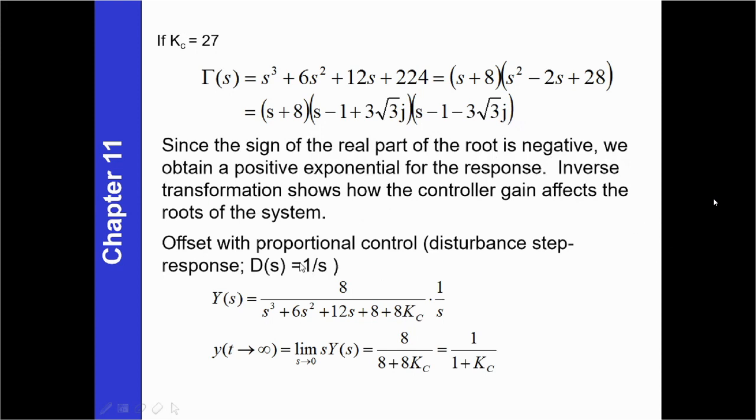And the offset with proportional control for the disturbance step response, there D(s) equal to 1 over s, then we have Y(s) equal to 8 over the system here, s cubed plus 6s squared plus 12s plus 8 plus 8 Kc, times 1 over s. And for y as t goes to infinity, the limit of s times Y(s) as s goes to 0 is 8 over 8 plus 8 Kc, equal to 1 over 1 plus Kc.